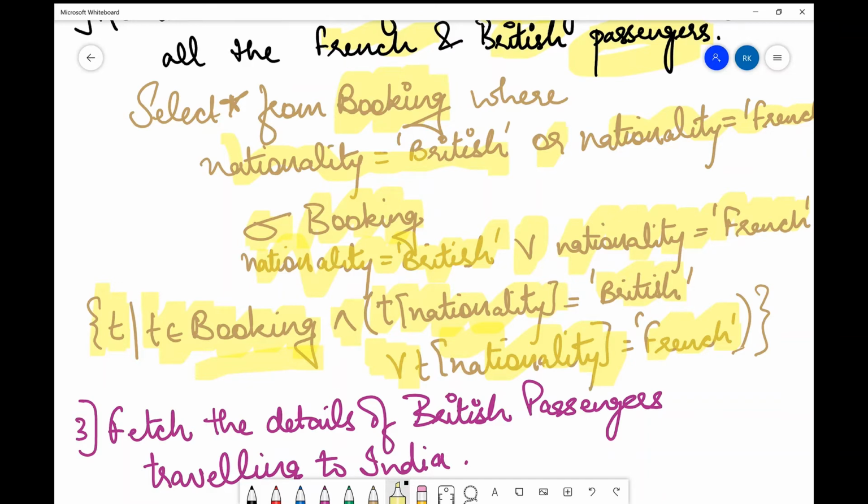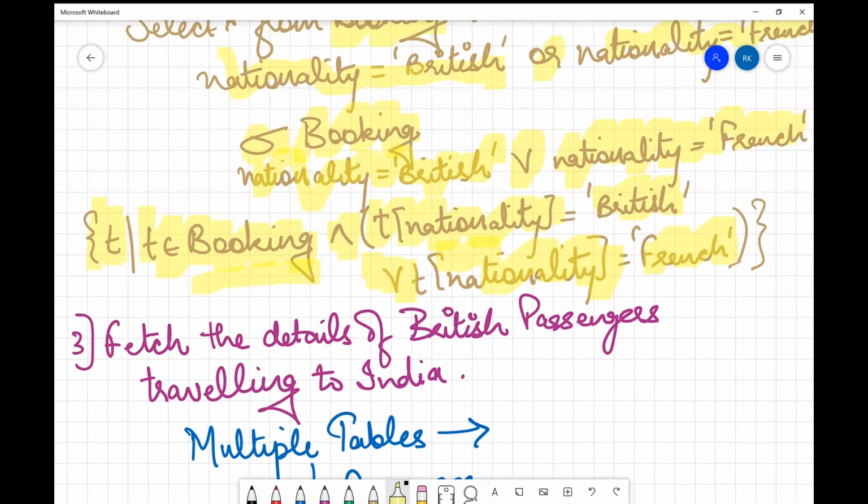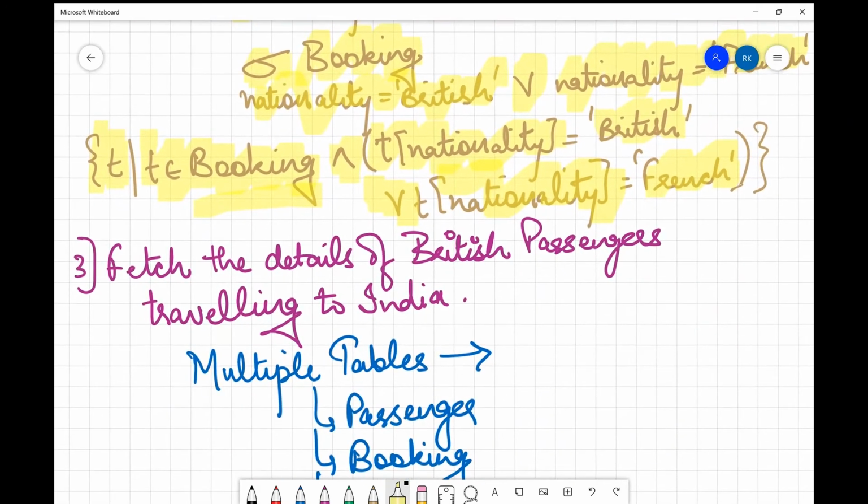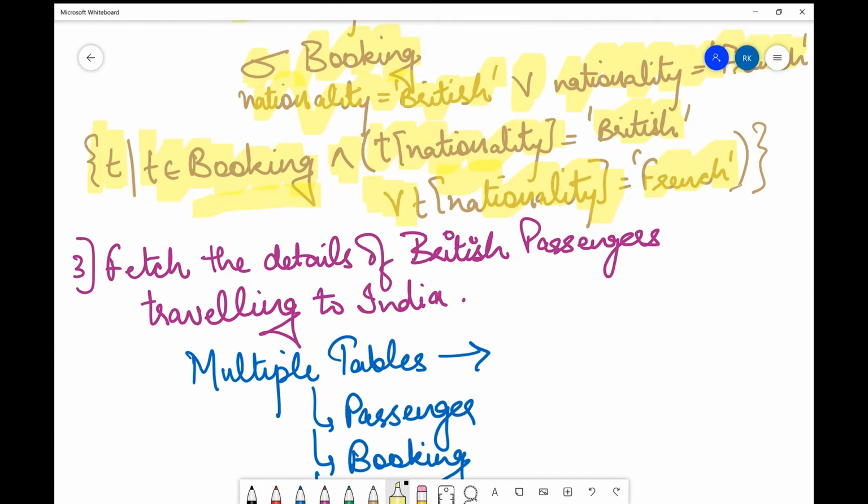Okay, let's move to the third one, which is a bit complex. The question over here is fetch the details of British passengers traveling to India. Now there are a couple of things over here which you need to consider. First, it has said details of British passengers. What details are required? Details are required of passengers. That means which table are we focusing on? We are concerned about the passenger details, so we have to look into the passenger table.